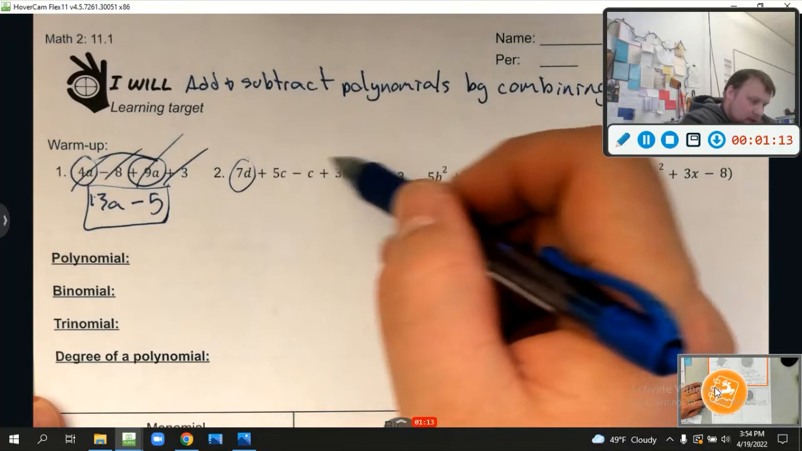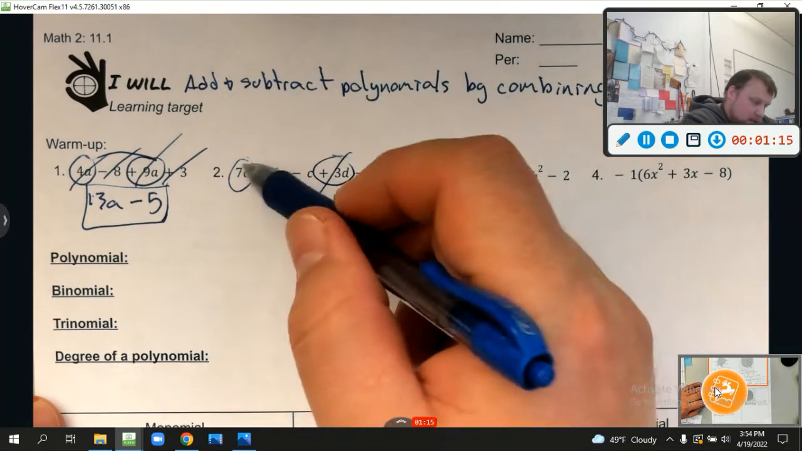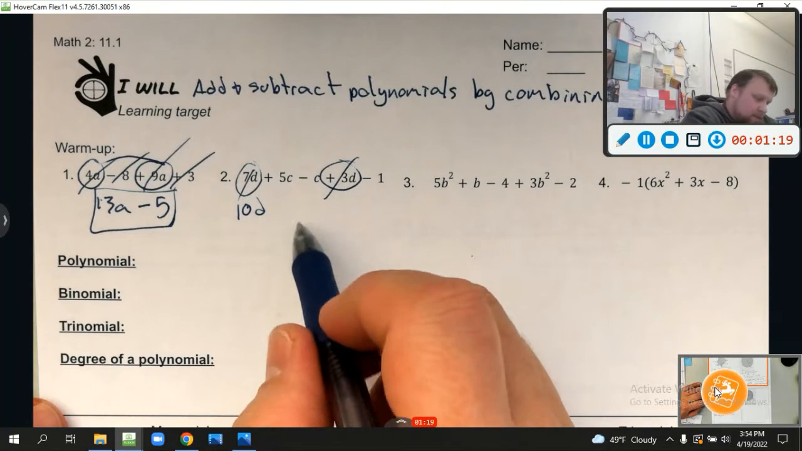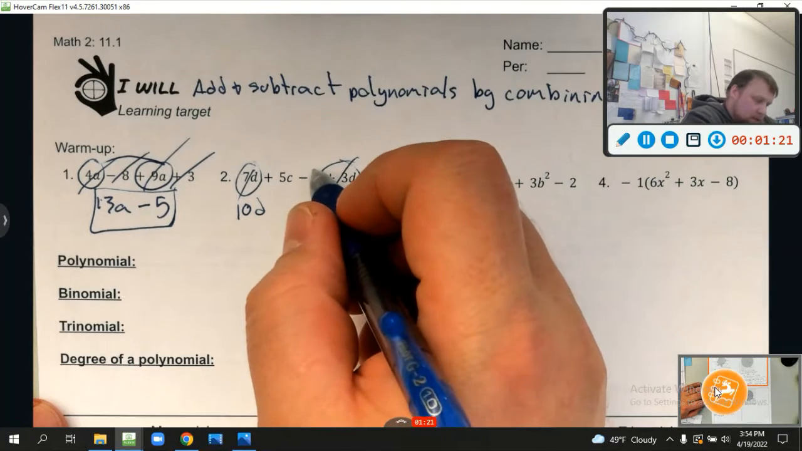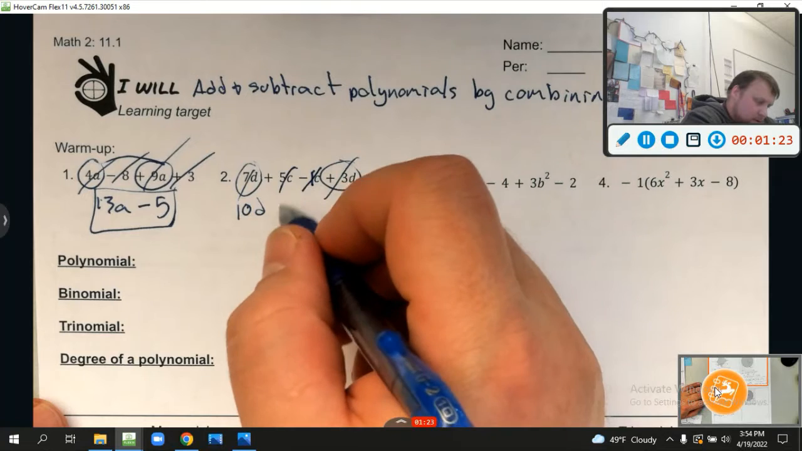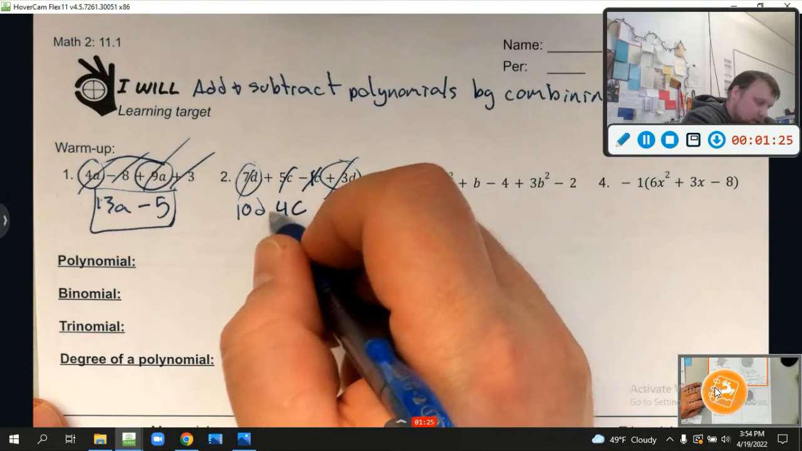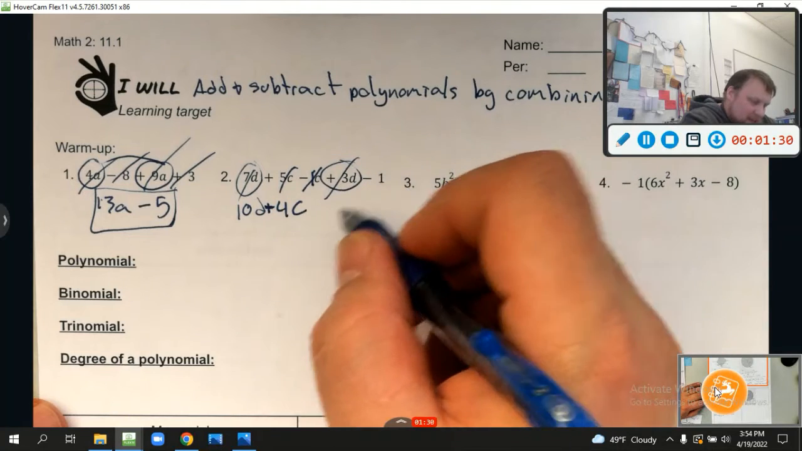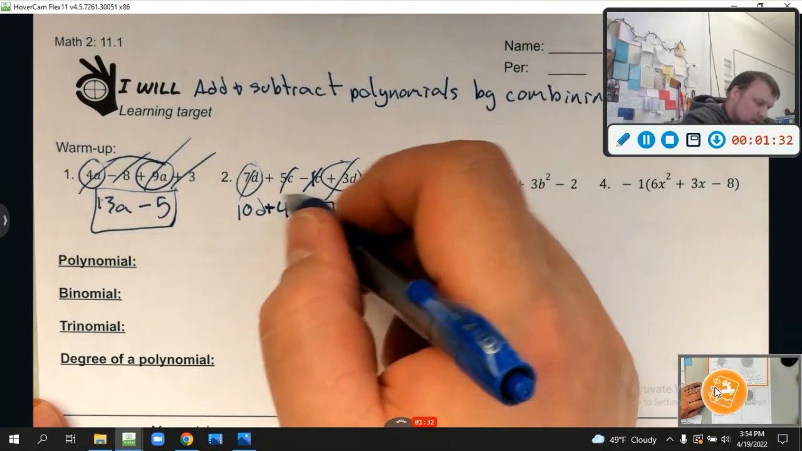Let's try it right here. I've got 7d plus 3d, so that's 10d. And then I've got what? 5c minus, let's see, that's a 1c, so 4c plus 4c. Let's just put it there, but plus 4c. And then the last thing is a minus 1. 10d plus 4c minus 1.